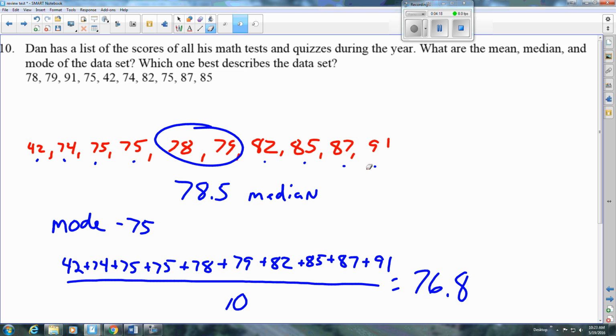Dan has a list of scores of his math tests and quizzes all year. What are the mean, median, and mode of the data set? Which one best describes the data set?